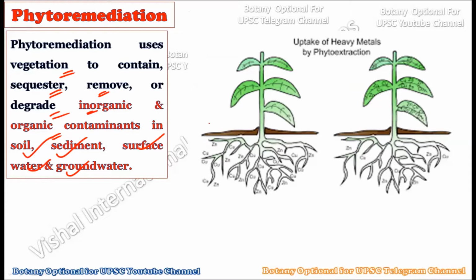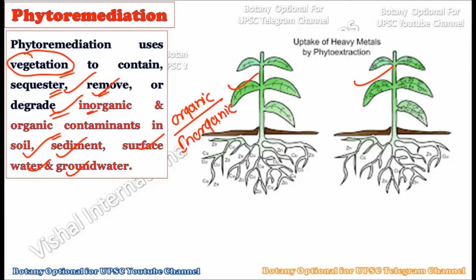If you want to define phytoremediation, it is nothing but using vegetation, that is, plants, to contain, sequester, remove, or degrade organic or inorganic contaminants. Whatever the type of pollutant, if it is present in the soil, in the sediment, in surface water, or in groundwater, and we are using vegetation to remove it, then we call that process phytoremediation.